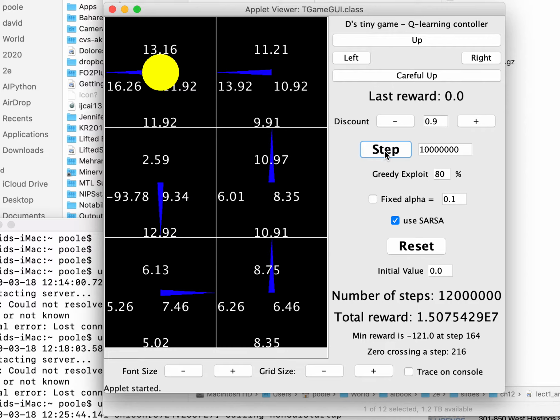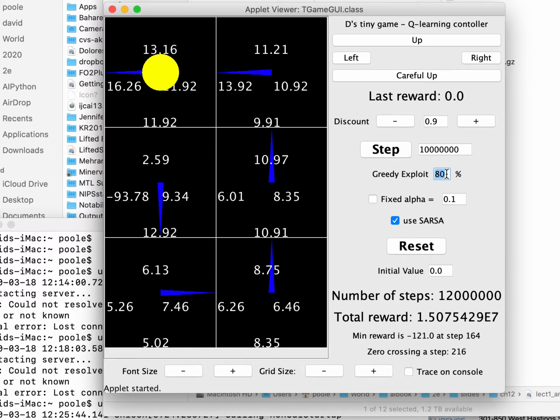This is called on-policy learning. It takes into account what it is you're actually going to do. Because it's optimized the actions, you get a higher reward for following this policy than you would if you were doing Q learning.